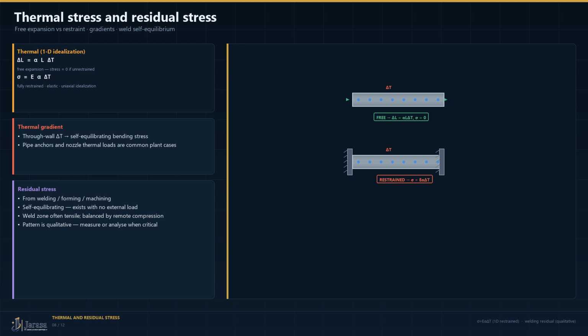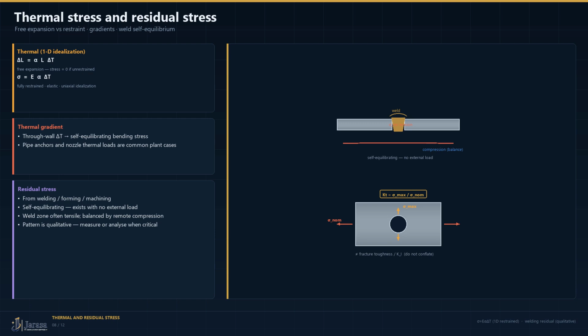Thermal stress is restraint of free expansion. Unrestrained, delta L equals alpha L delta T and the stress is 0. Fully restrained in a one-dimensional elastic idealization, sigma equals E alpha delta T. A temperature gradient through a wall creates self-equilibrating bending stress even without external load. Anchored pipe and nozzle thermal loads are everyday plant examples.